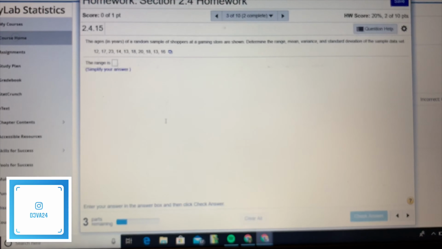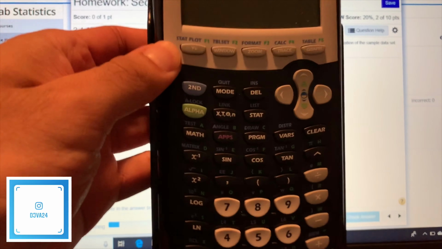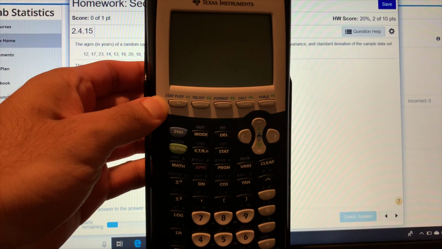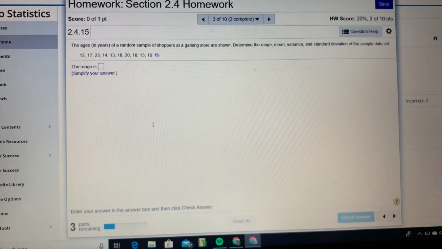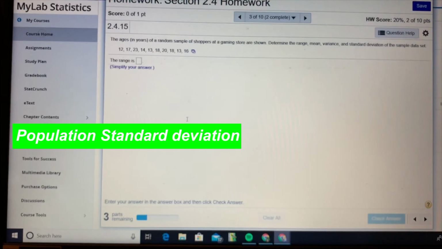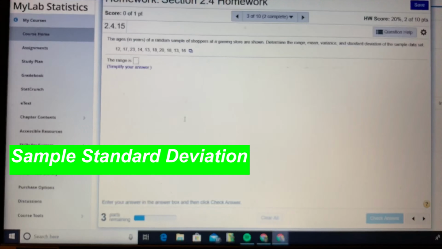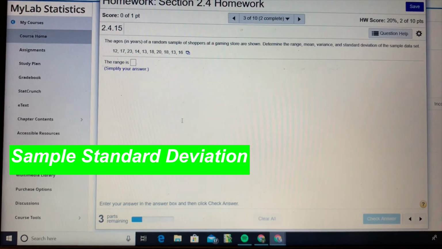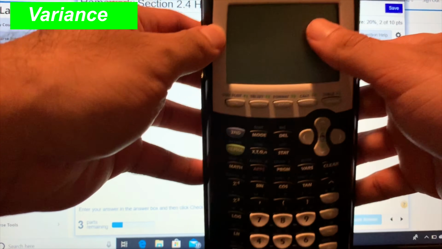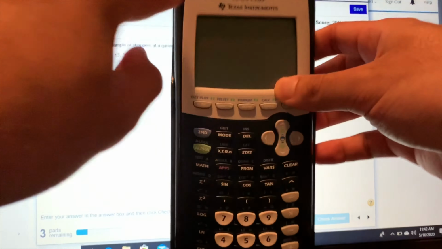I'm gonna be showing you today how to do your statistics homework on that TI-84 calculator. So what we're gonna be looking for is the range, the population standard deviation, and the sample standard deviation. I'm gonna show you some other different things that you can do on your TI-84 calculator.